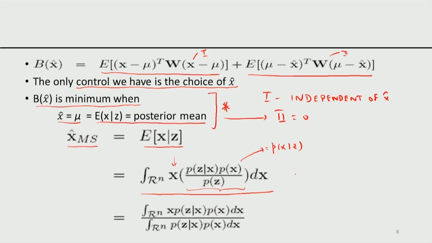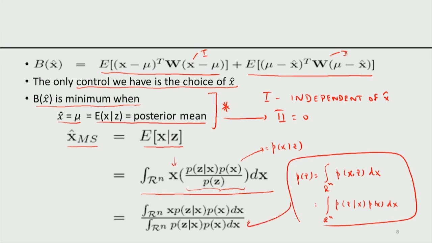Now, p of z, what is p of z? P of z is the probability density of the observation. You can readily see p of z is the marginal density. This is over Rn. So this is the joint density. I'm trying to integrate the joint density with respect to x to get p of z. This can also be written as the integral over Rn of p of z given x times p of x dx. So this is the expression for p of z, and that expression is used in this denominator. So by combining this, we get the important formula for the optimal Bayesian estimate, the optimal least square Bayesian estimate. And that is the structure of the optimal estimate that comes out of this analysis.